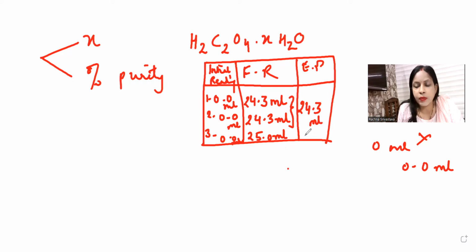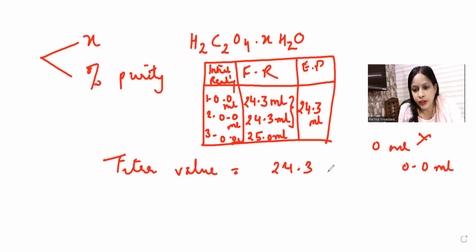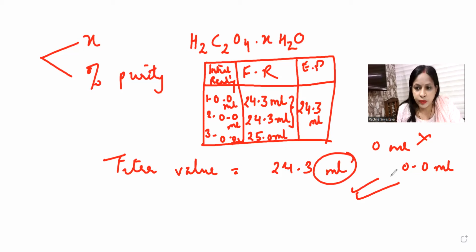So this observation table I will draw. Then I will write the header titer value equal to 24.3 ml. Again, unit is very, very important. You cannot mess up on the unit. It's really very important. So let's see the other four parts which come to calculate.